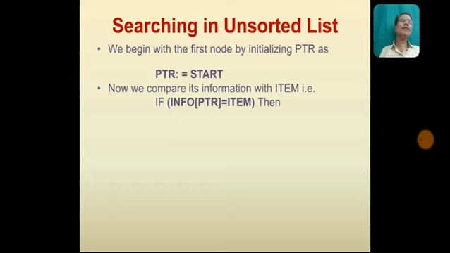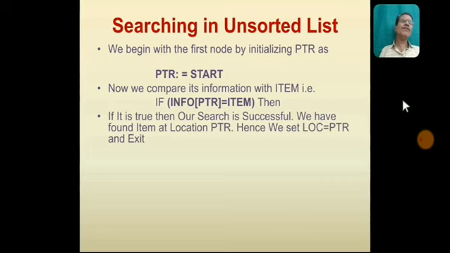If info of ptr is equal to atom, that is, if we have found the element, then what will we do? If it is true, then our search is successful. We have found the location ptr. So, ptr is the location of the current node. Hence, we set the location loc equal to ptr and we exit.